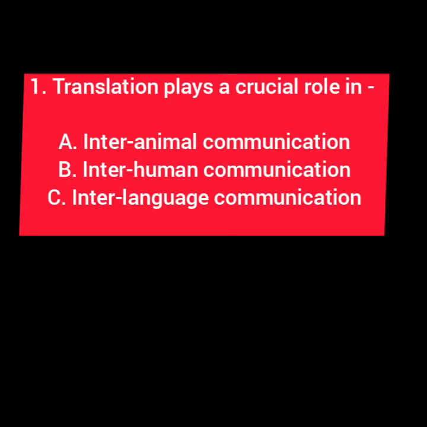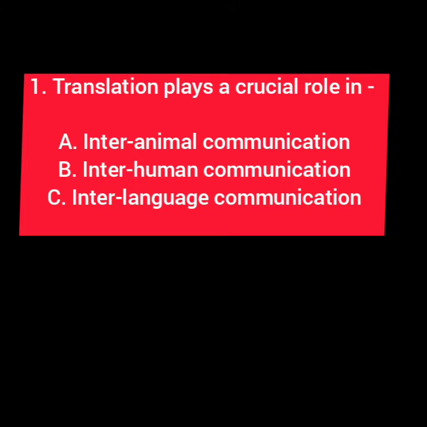So at first we have our first question, which is: translation plays a crucial role in, and there are three options. Option A, inter-animal communication; B, inter-human communication; C, inter-language communication. So guys, please try to give the answer. This is very easy, so think at first and then write your answer in the comment box.